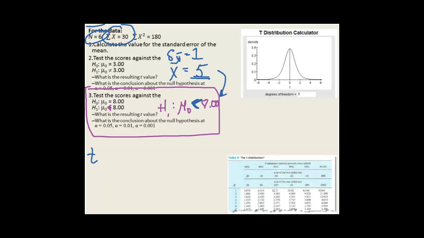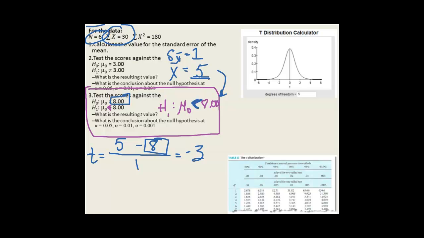So for my t-test statistic, the only thing that's going to change here is the value for what I'm comparing it to, because that always comes from your null and alternate hypothesis. So it's still 5, that's still my mean, but now I'm going to subtract 8 from it, and I'm still dividing by S sub x bar of 1. I very quickly see that I have a -3 for my t-test statistic.